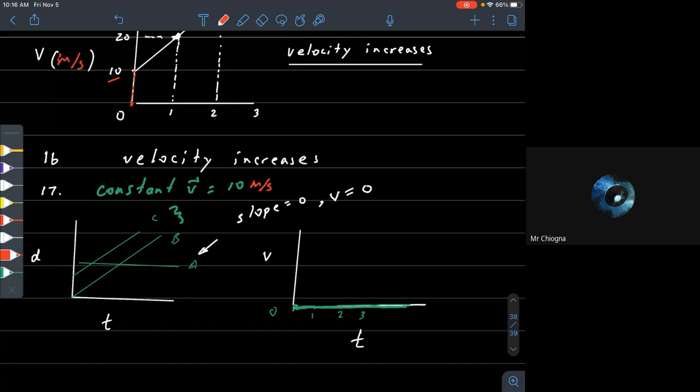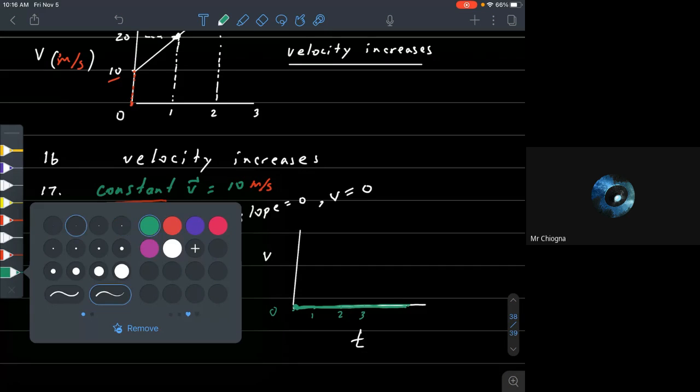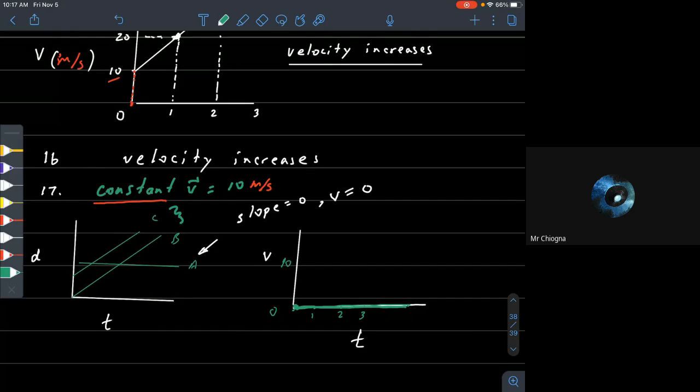How does that translate to the velocity time graph? Well, the key word is constant, not changing. I'm going to just write down 10 here. 10 what? Meters per second. That's the unit. So if it's a constant 10, that means it doesn't change. At 1 second, it's 10. At 2 seconds, it's 10. 3 seconds, it's 10, etc. It's another horizontal line.